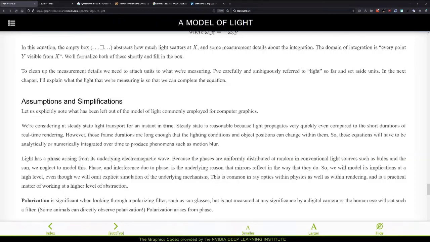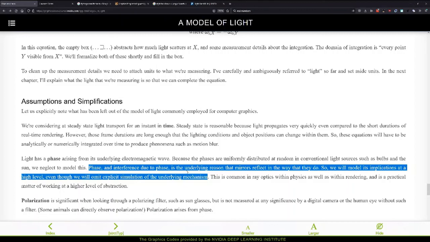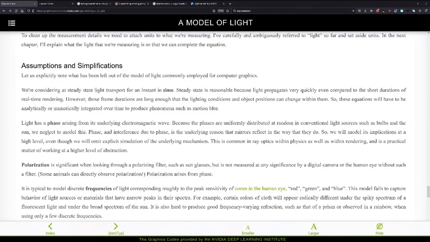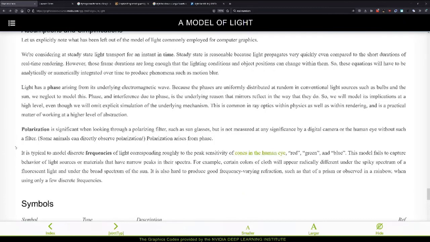Okay, that's an interesting statement. Mirrors reflect in the way they do due to phase. We'll model it, but we will not do the low-level mechanism that makes it happen. Oh, okay, it's common in other domains. That makes sense. Yeah, polarization is what I was thinking of when it was describing phase. We'll probably do the red, green, blue frequencies because that's what we can perceive in our eyes.